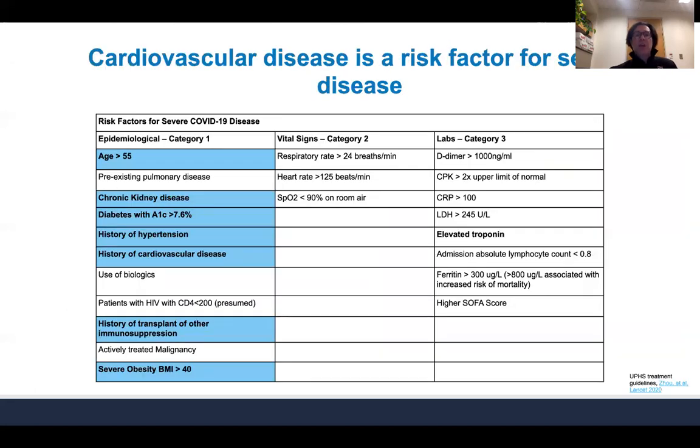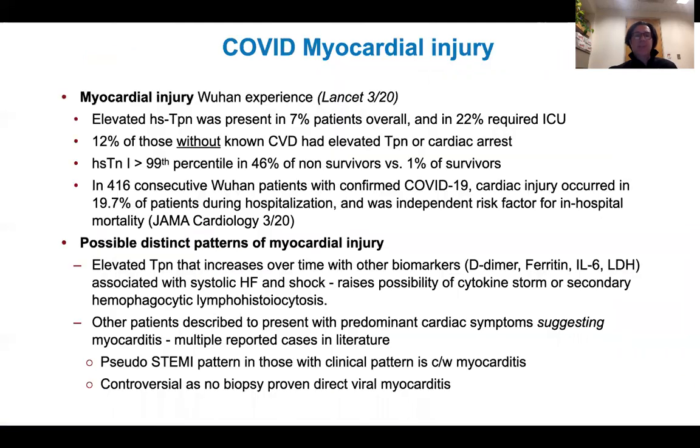Now, this is a slide that just shows that cardiovascular disease and cardiovascular risk factors are a risk factor for severe COVID-19 disease. So older patients, chronic kidney disease, diabetics, hypertension, any cardiovascular disease, our heart transplant patients, and obesity are all epidemiologic risk factors for the most severe versions of COVID-19.